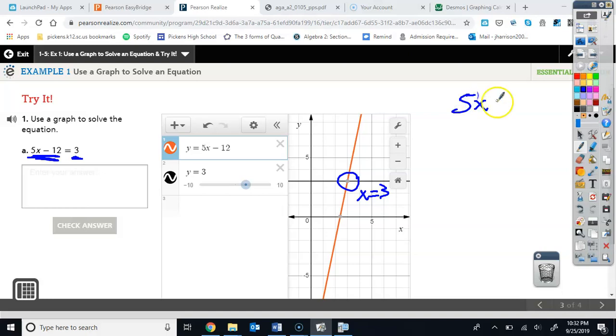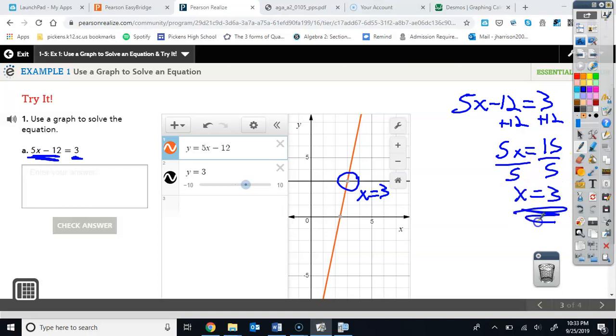Yes, guys, I still agree that if it's something as simple as this one, you may just want to add 12 on both sides. Get 15. Divide by 5 on both sides. Get 3. It gives you the same answer either way.